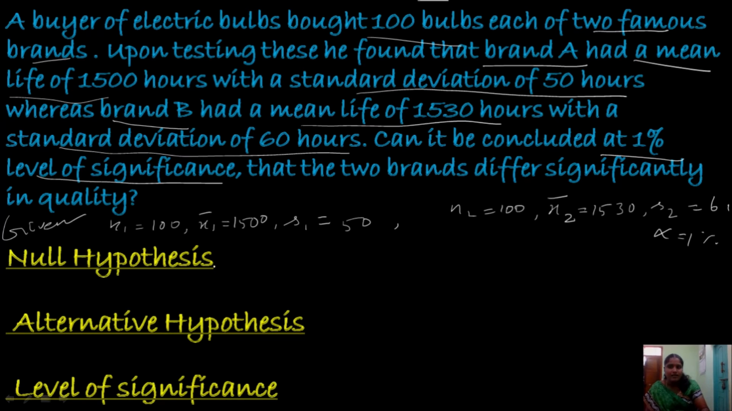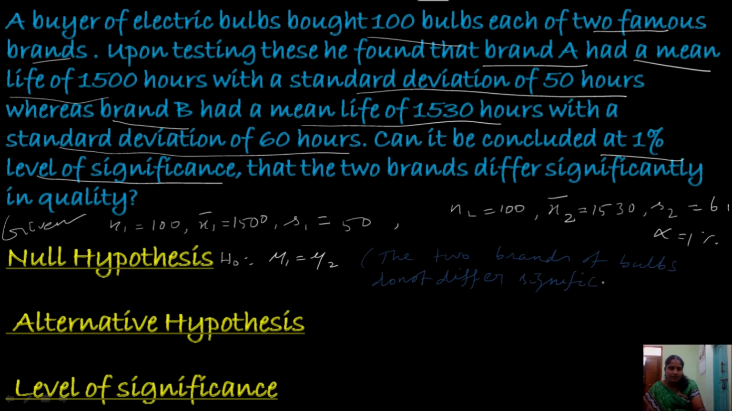For that, I am going to set up my null hypothesis H0 as mu1 is equal to mu2. That means there is no significant difference between the two population means. That means the two brands of bulbs do not differ significantly in quality. This is my null hypothesis.